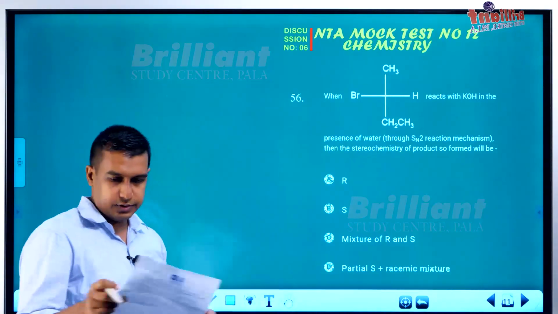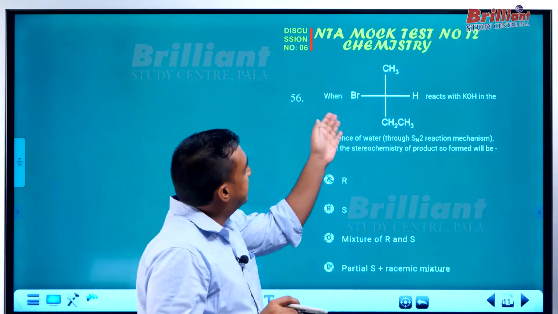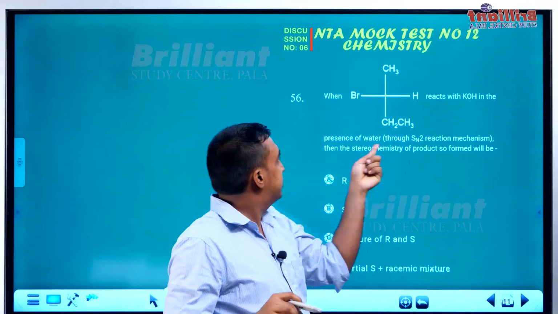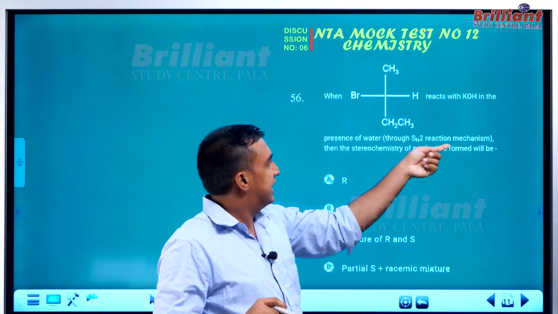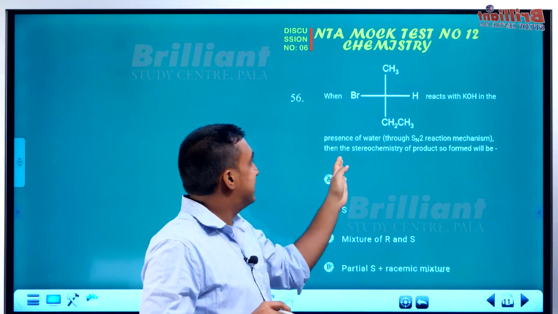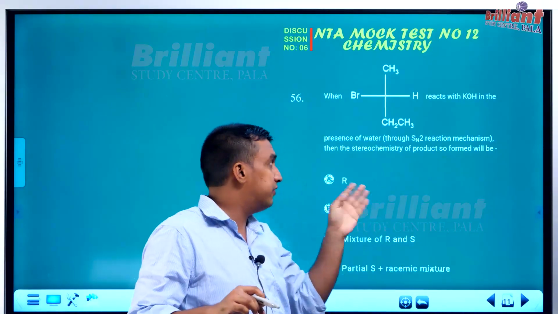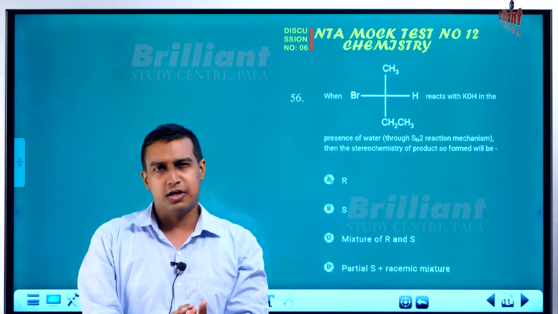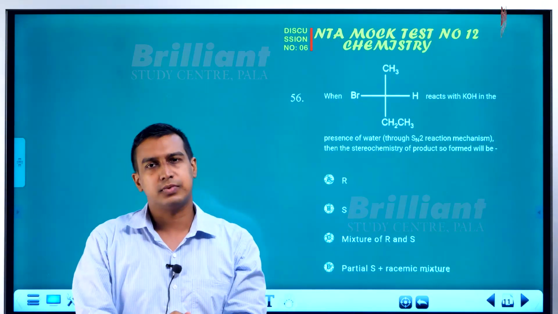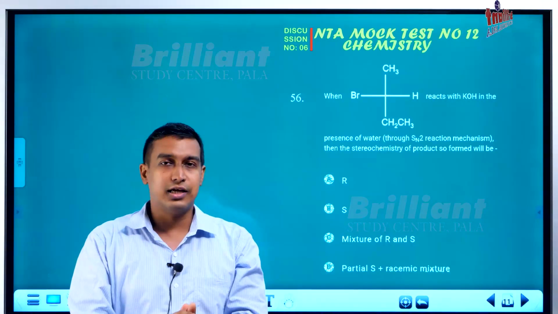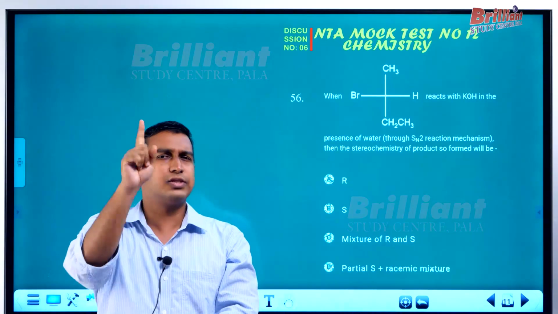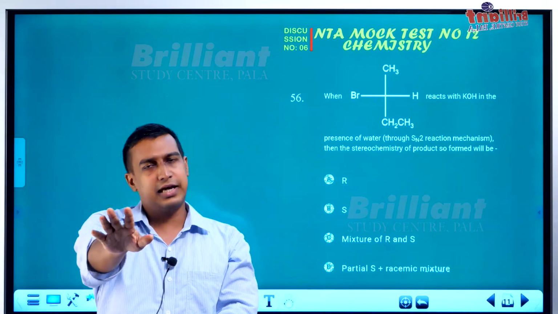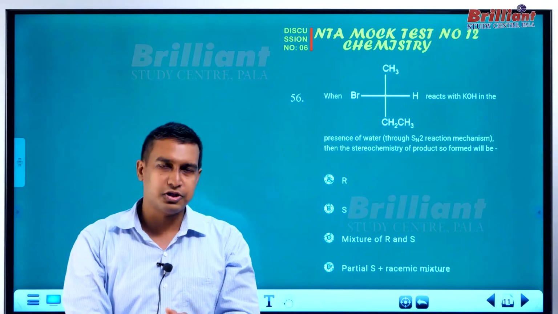Very good question, very good question. When this particular compound reacts with KOH in the presence of water through SN2 reaction mechanism, then the stereochemistry of the product so formed will be. Now let me tell you something. ഇങ്ങനത്തെ ഒരു ക്വസ്റ്റ്യൻ കാണുമ്പോൾ എല്ലാവർക്കും ഒരു ഡൗട്ട് ഉണ്ടാവും. കാരണം ഞാൻ ഏതൊരു ഡിസ്കഷനിലും പറഞ്ഞിട്ടുണ്ട്, if the solvent is given as water, then the mechanism has to be SN1 because it's a polar protic solvent.